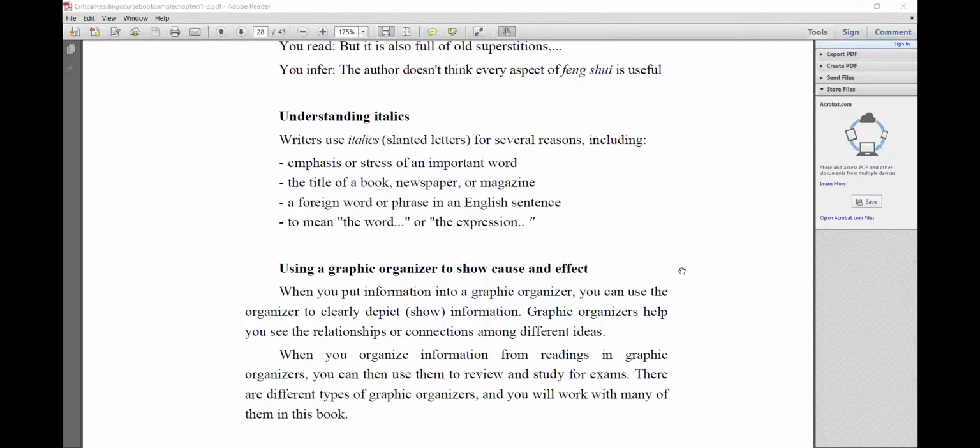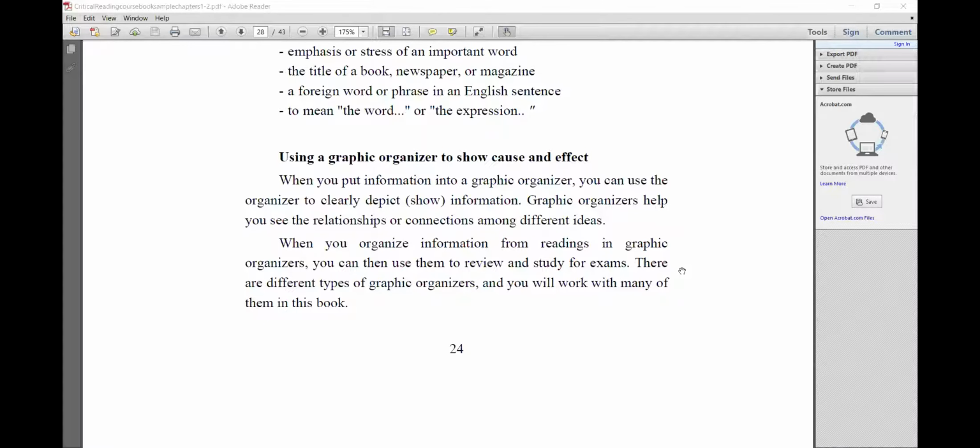Then using a graphic organizer to show cause and effect. So this is obviously very important, because when you're reading something critically, for any document to be critical it is necessary that it has causal relationships, cause and effect. You understand that there are causes and then there are effects, effects lead to causes, causes lead to effects, right? So this is a chain.